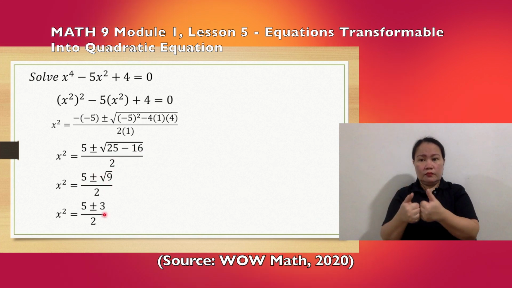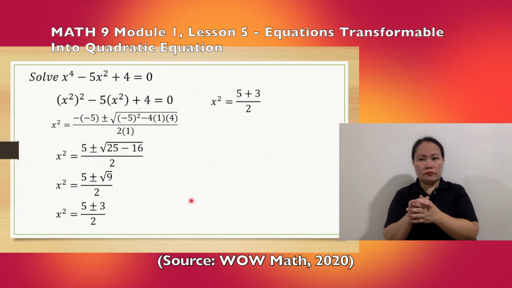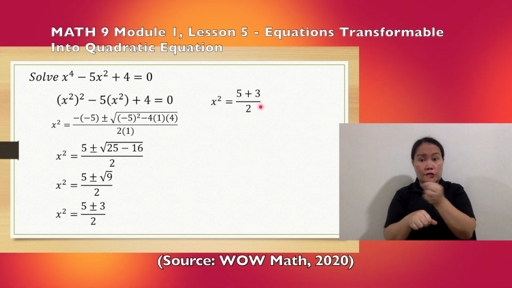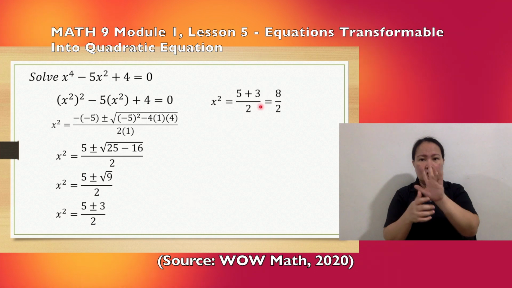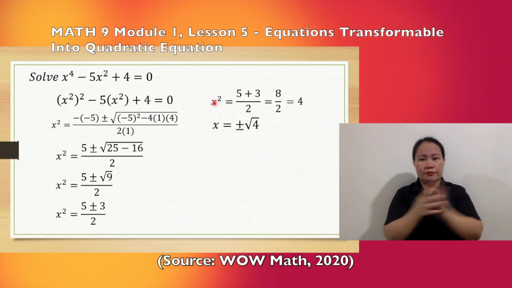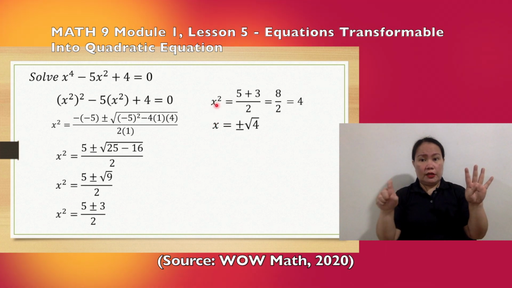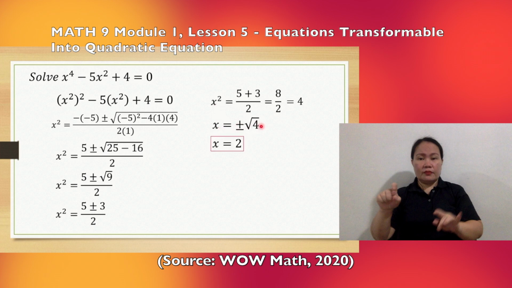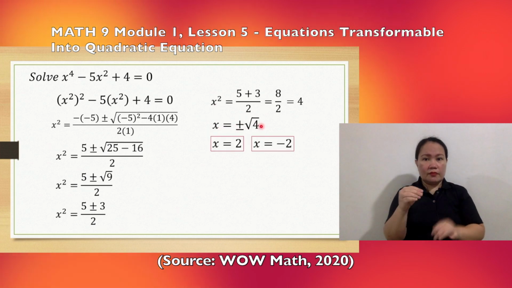So, paghiwalayin lang natin to para ma-solve natin yung x natin. So, x squared is equal to 5 plus 3 over 2 and that is 8 over 2. 8 divided by 2, that is 4. So, x squared, so extract lang natin yung roots kasi x squared yan. So, x is equal to positive negative square root of 4. So, the value of x is positive 2 and negative 2.